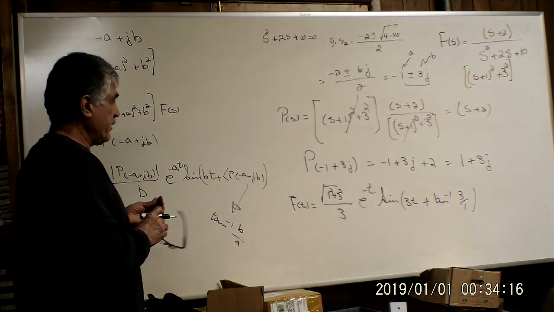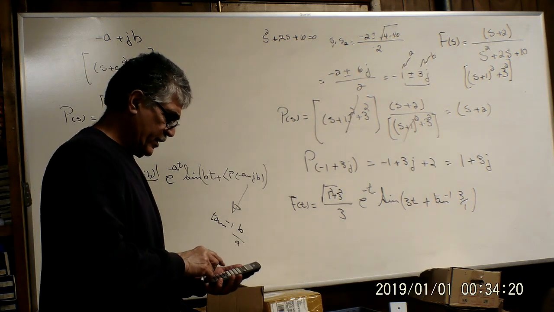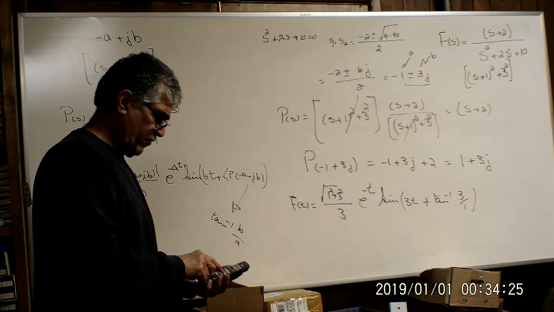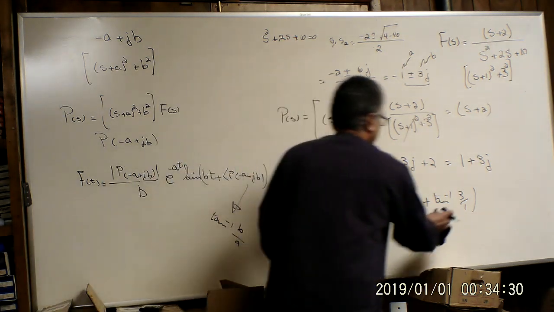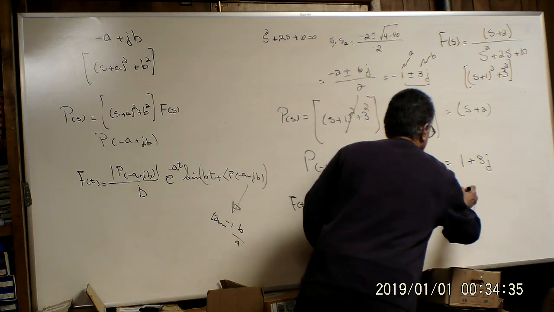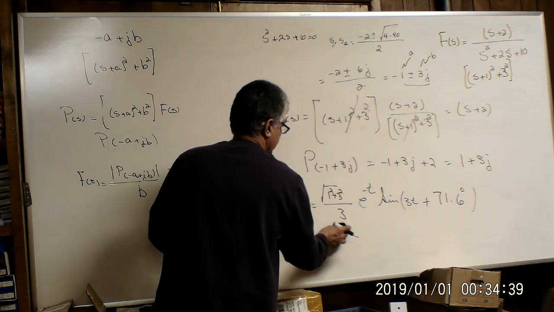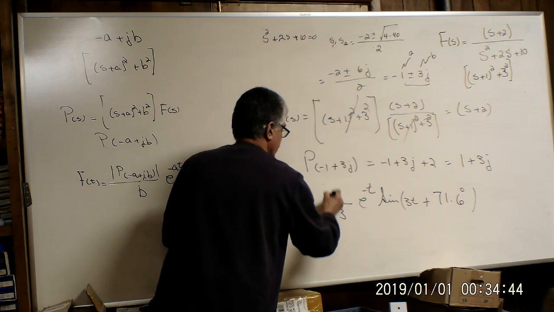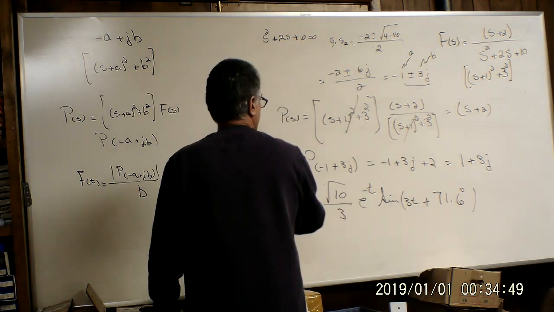which we can find: the tangent inverse of 3 will be 71.6 degrees. So this will be plus 71.6 degrees. Let's write this as the square root of 10 divided by 3. So this is our original function.